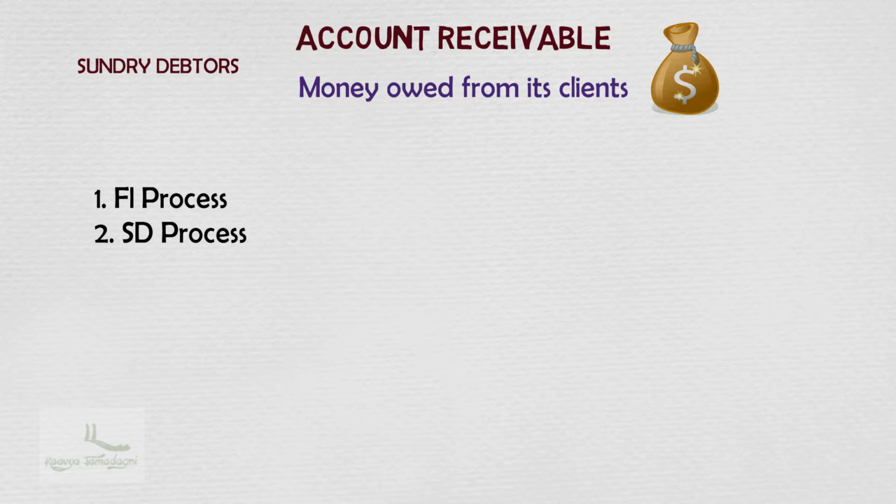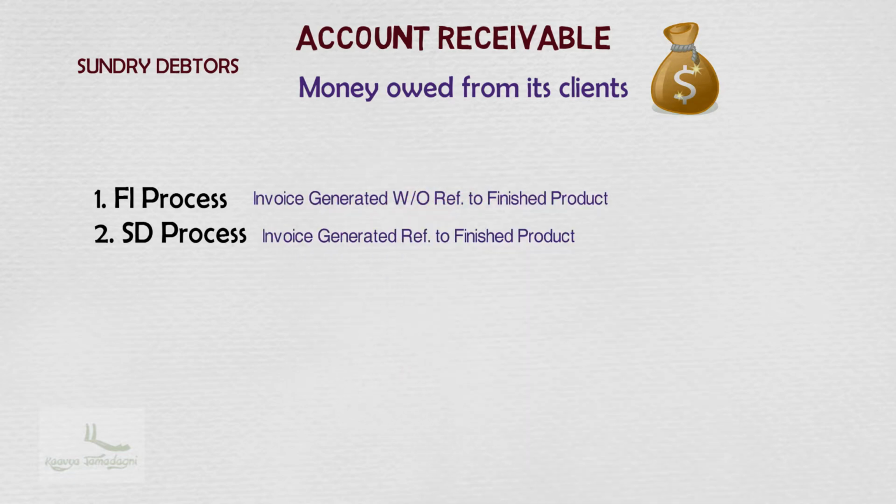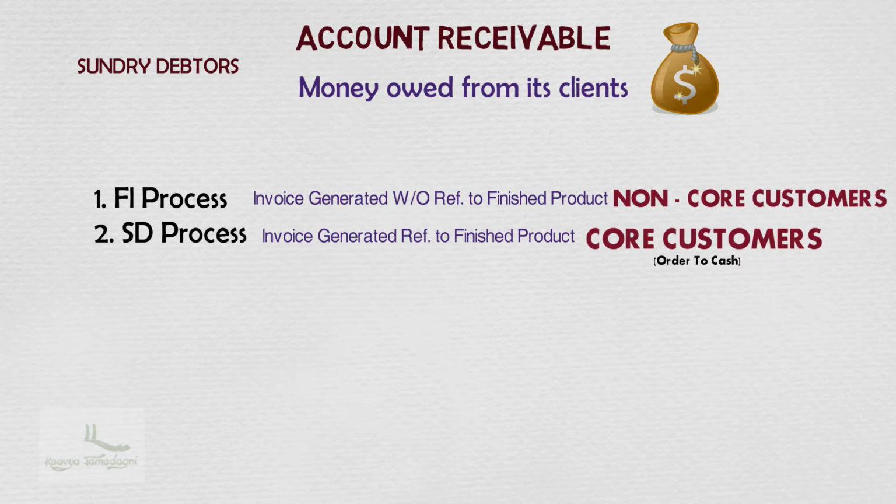In the FI process, we generate the invoice without reference to a finished product. But in the SD process, we always generate the invoice with reference to finished products. So the customers used for the SD process are called core customers, whereas the customers used for the FI process are called non-core customers.